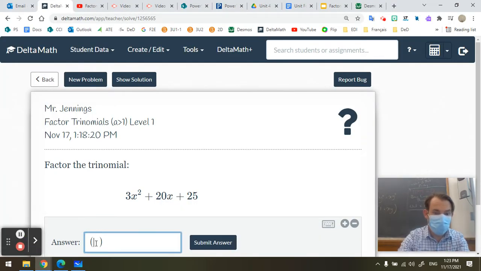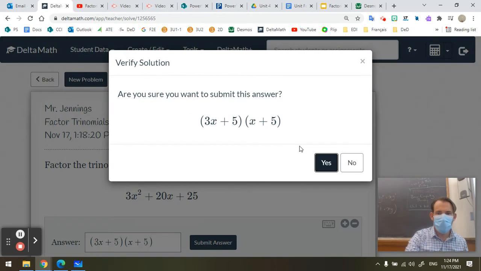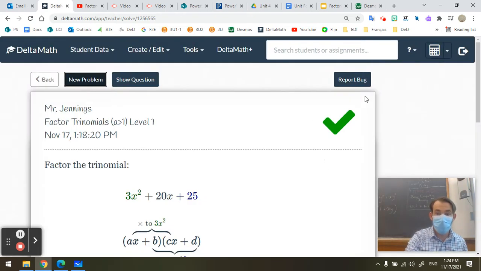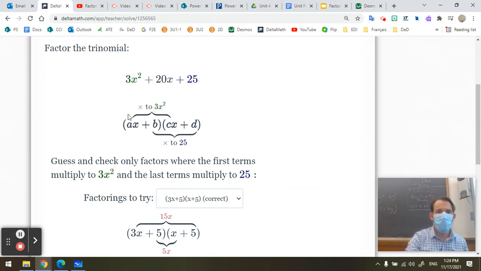So now we're inputting our answer because we're eager to see if we're right or not. 3x plus 5 multiplied by bracket x plus 5, end bracket. I don't know where this extra bracket came from. There we go. Submit answer. Am I sure? Yes, I want to submit it. Yay! Let's see how they do it. Okay, so they may have a different way. They say guess and check. Only factors, where the first term is multiplied by 3x, the last term is multiplied by 25.